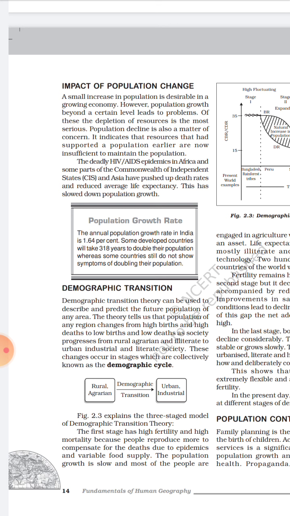The annual population growth rate in India is 1.64%. You have to remember these facts. Each and every fact is very important in geography. You have to remember them carefully to make your answer more influential to the examiner.